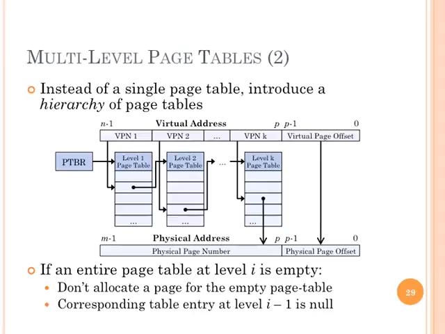Okay, so I already talked about this. If an entire page table at level i is empty, then I don't allocate any pages for it, so I just say at level i-1 the entry is null, or it's empty.